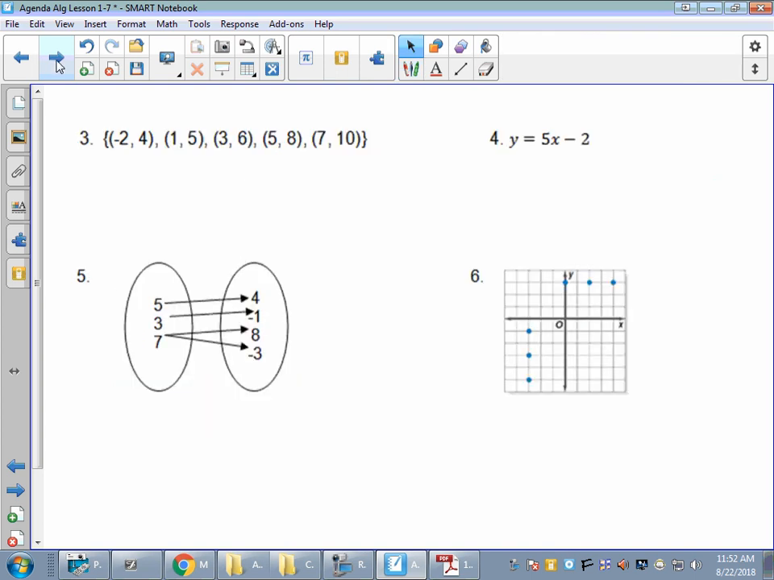Ordered pairs, we just kind of talked about. If you have more than one of the same value for x, it would not be a function.